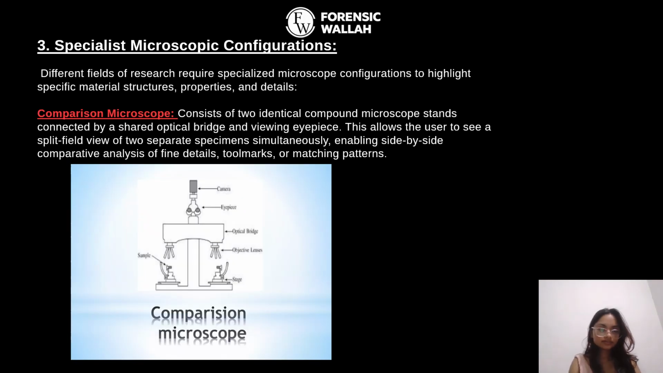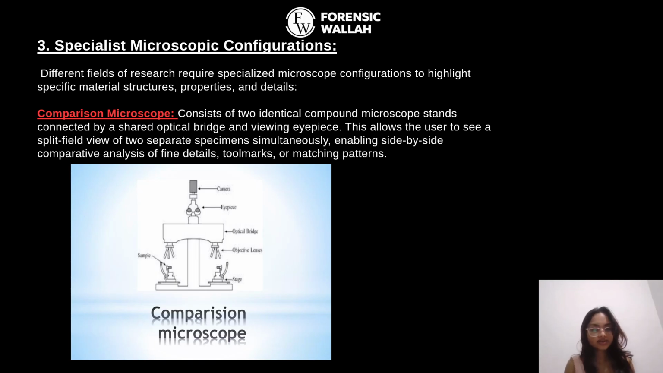Now, for our second specialist microscope, we have our comparison microscope. In fields like forensic science, side-by-side verification is critical. This led to the development of the comparison microscope. This setup consists of two entirely identical compound microscope stands connected by a shared optical bridge and a single viewing eyepiece. The optical bridge takes the light paths from both independent microscopes and combines them, allowing the user to see a split field view of two separate specimens simultaneously.